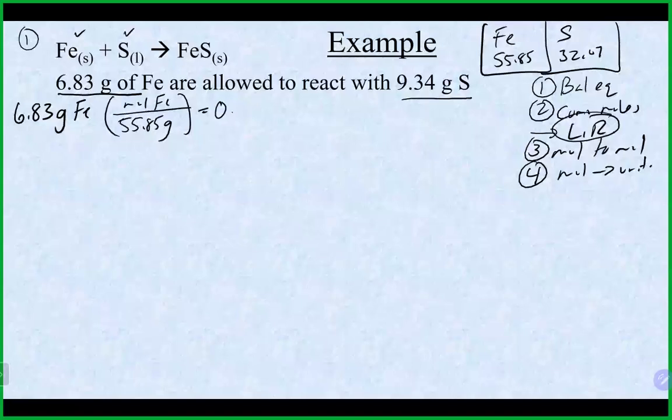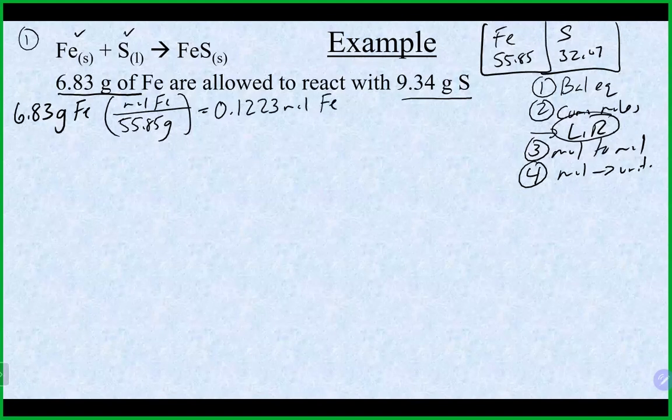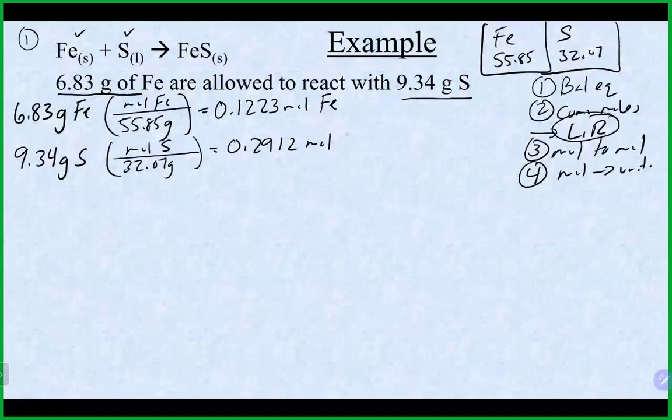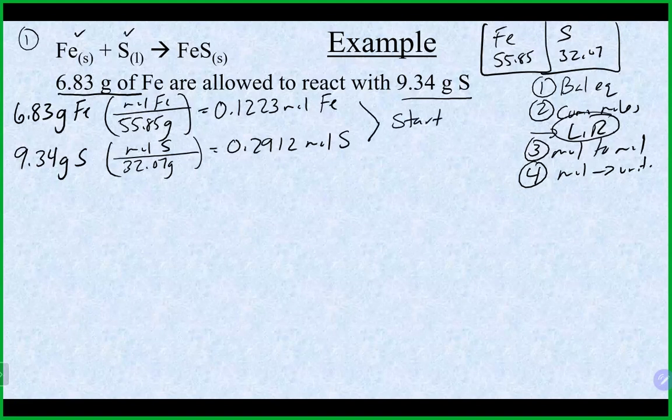Gets us 0.1223 moles of iron. We're going to do the exact same thing for the sulfur, 9.34 grams of sulfur. Going to use the molar mass from the periodic table of sulfur, 32.07 grams per mole. Going to go 9.34 divided by 32.07. Going to give us 0.2912 moles of sulfur. Again, if it helps you, you could label this as your starting amount of each of those. Yeah, so you could kind of keep it straight.